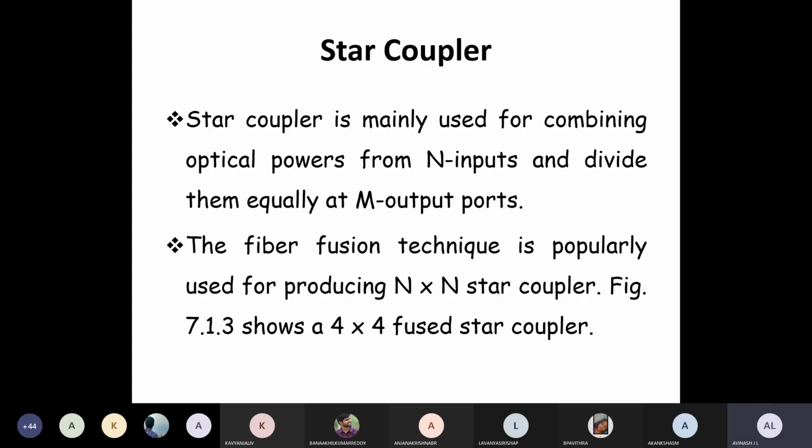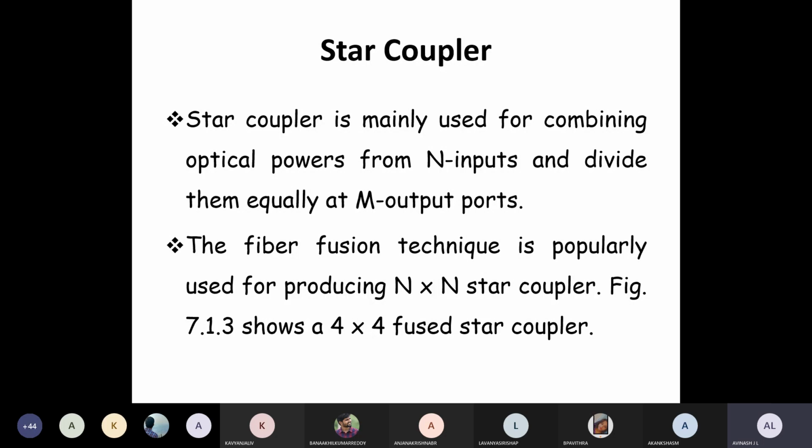Here the fiber fusion technique is popularly used for producing an n cross n star coupler. What is the particular technique they use? They are using the fiber fusion technique, where fibers are fused, popularly for producing an n cross n star coupler.